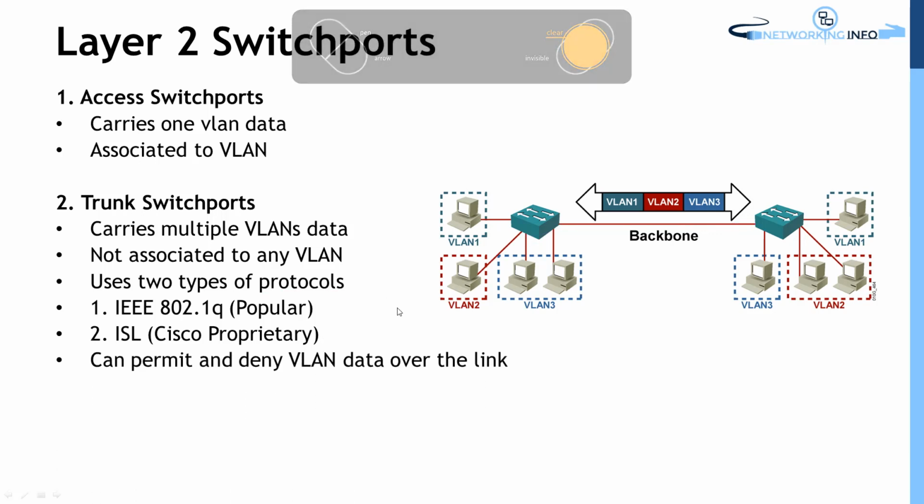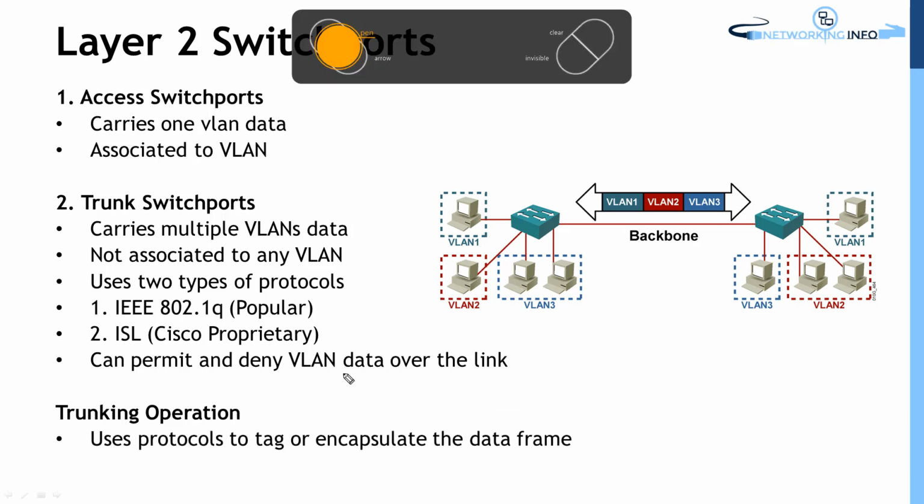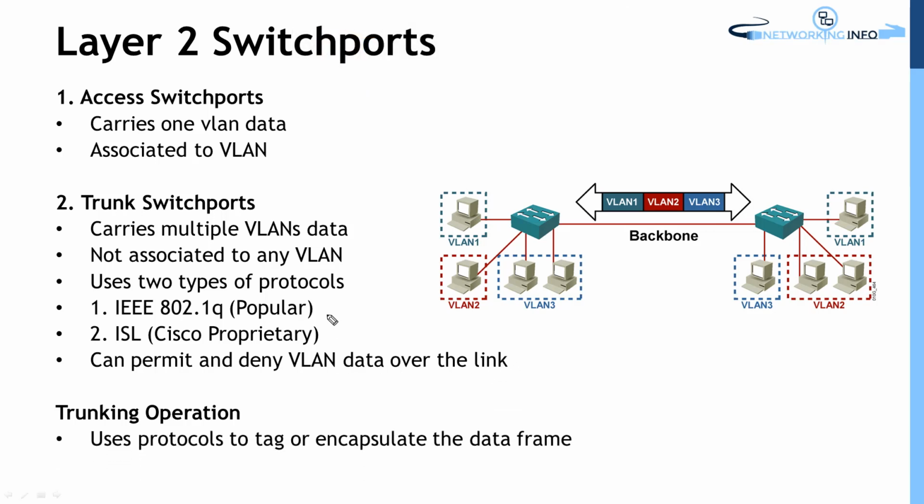Now, how can the trunking operation be done here? As I told, there are two protocols. One is IEEE 802.1q and second is ISL. ISL uses a kind of encapsulation method, and IEEE uses a kind of tag mechanism to forward the data.